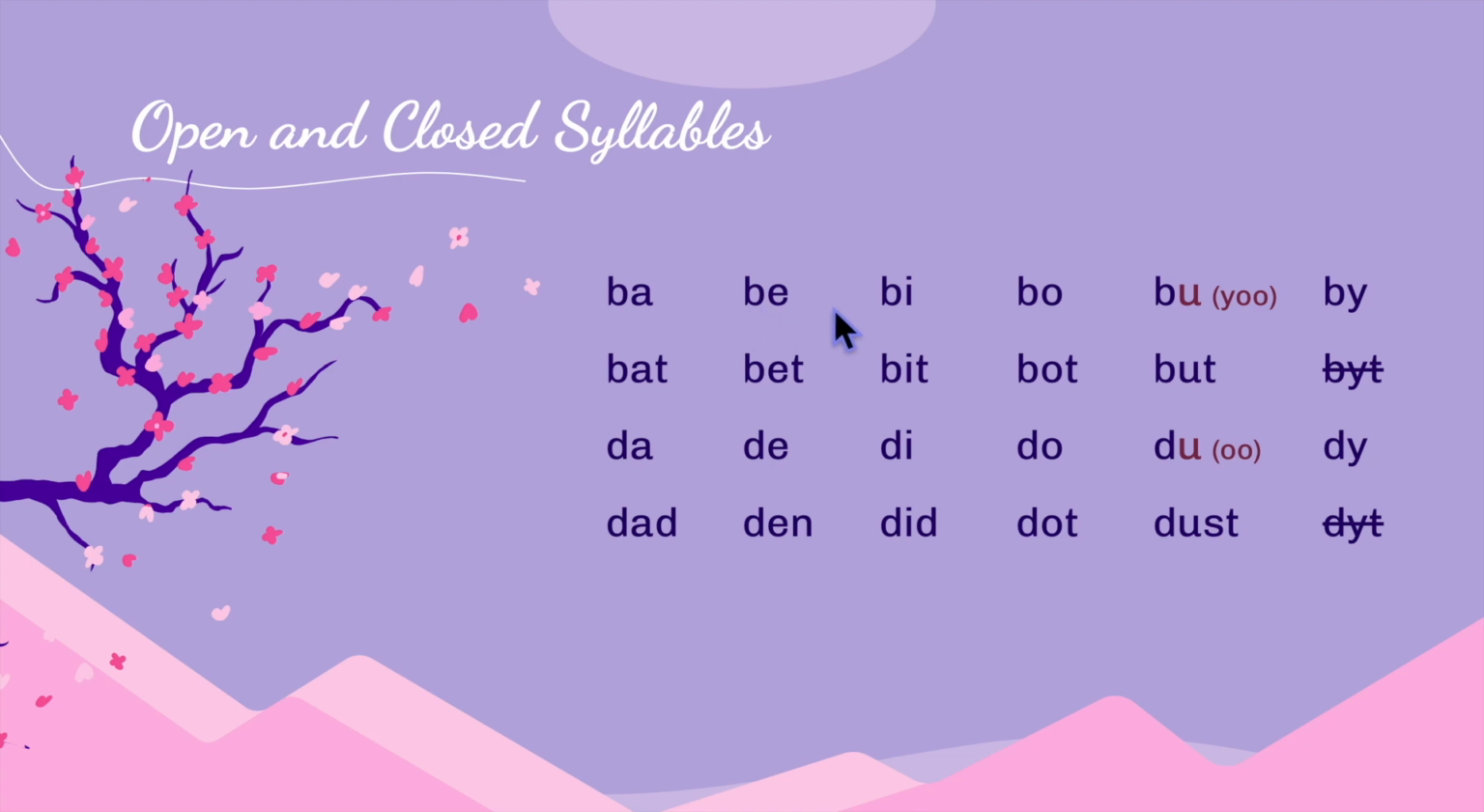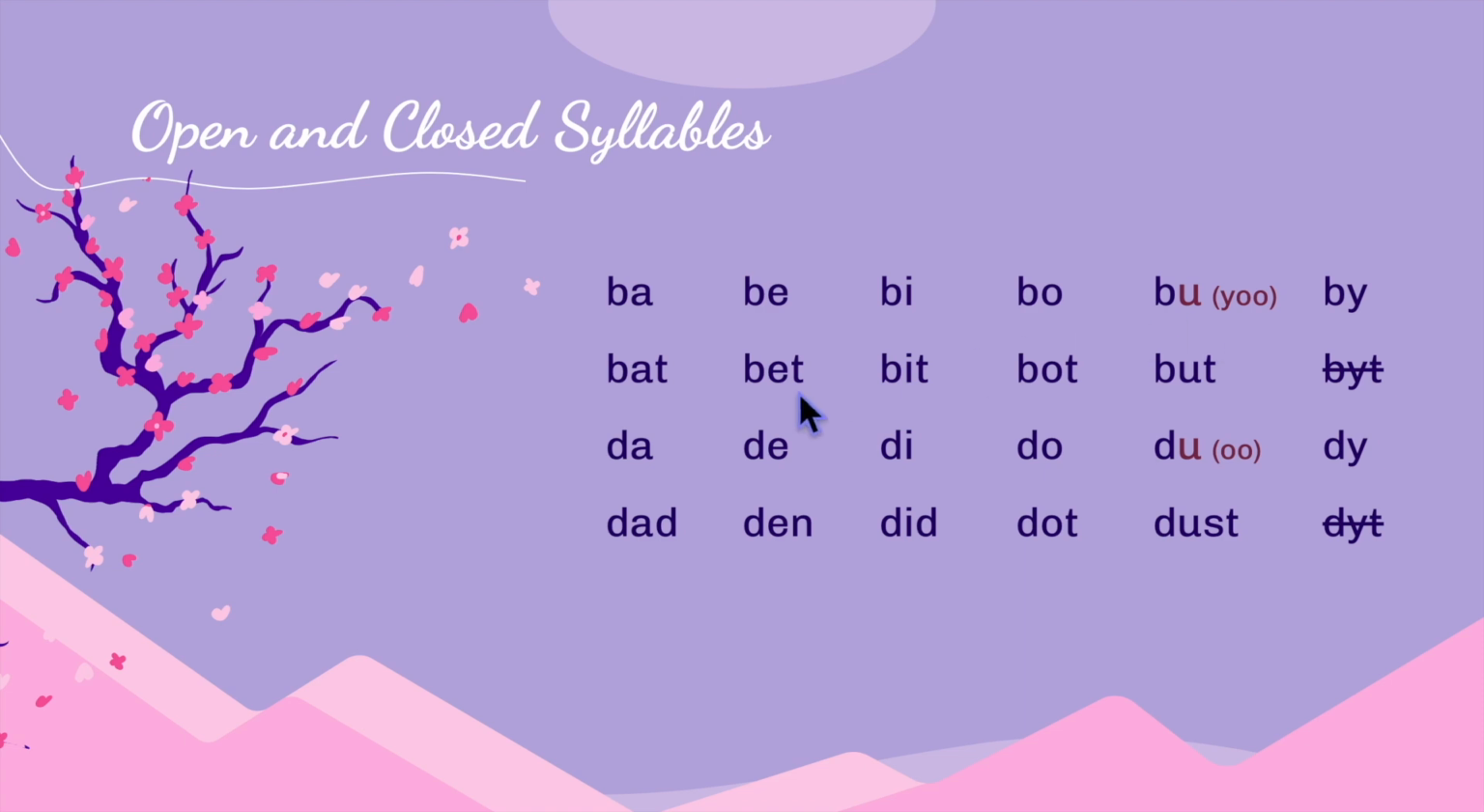In this row, all our syllables end with a vowel, so we will try the vowel's long sound, remembering that the Y will have a long I sound. So we have bay, bee, by, bow, bew, and by. Remember that long U has two sounds, U and oo, and which one we use depends on the letter that comes before it.